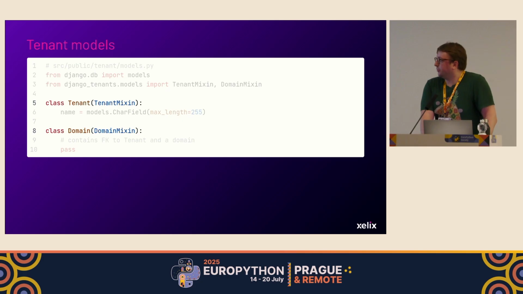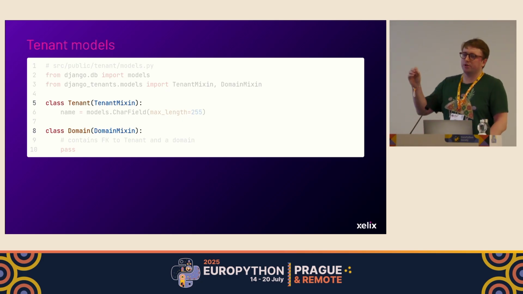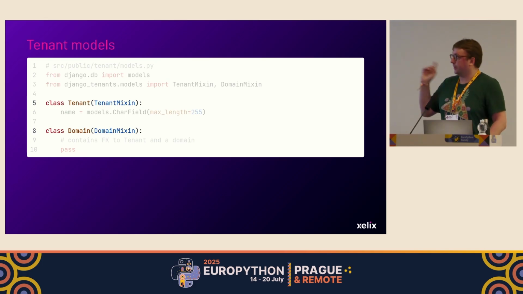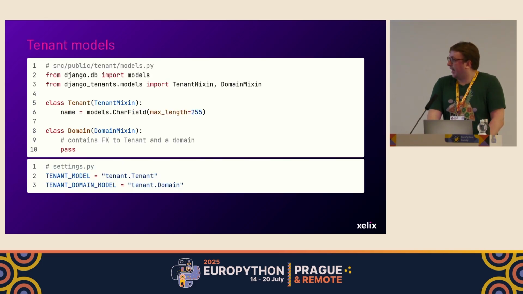We already have a tenant model, but we need to add a domain model. So that's how Django tenants knows which domain links to which tenant. And we just need to use tenant mixin and domain mixin from the library. And after you do that, you need to configure it in the settings to set the tenant model and the domain model.